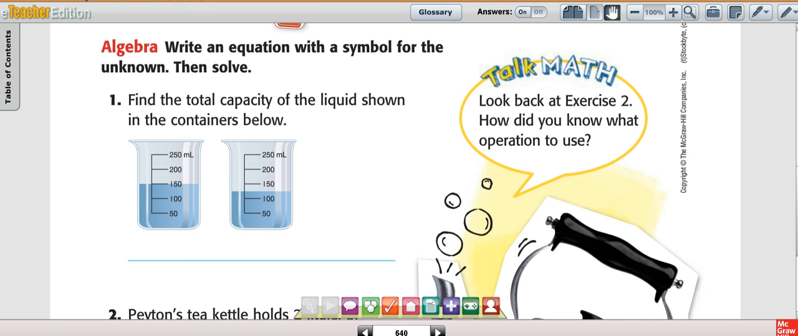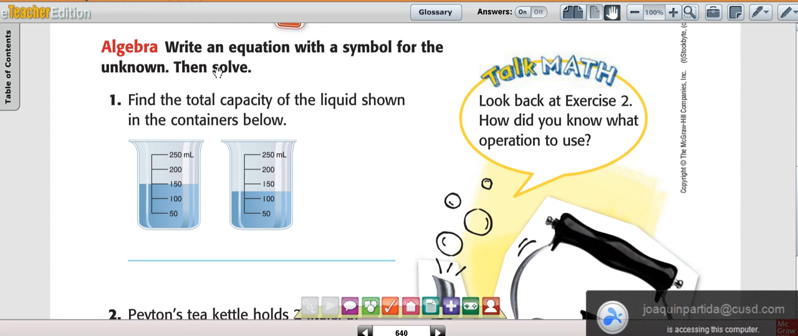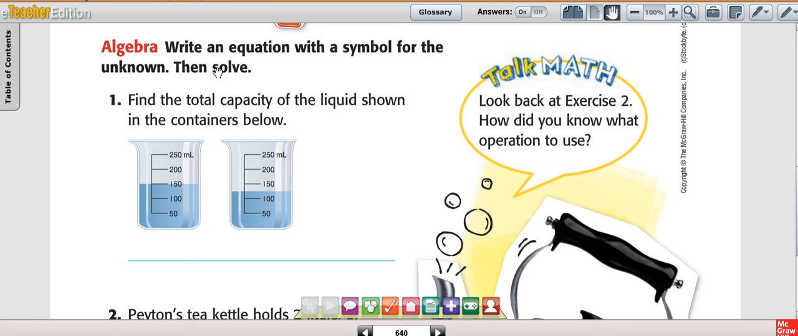Well, if I have 150 on one container, and it looks like it's between 150 and 120 and 100. And then I have 125 on the other container, but I want to find the total of both of them together. What operation am I using? Am I using addition, subtraction, multiplication, or division? Addition. Yes, because I need to find what's the total for all of them, for this all together.